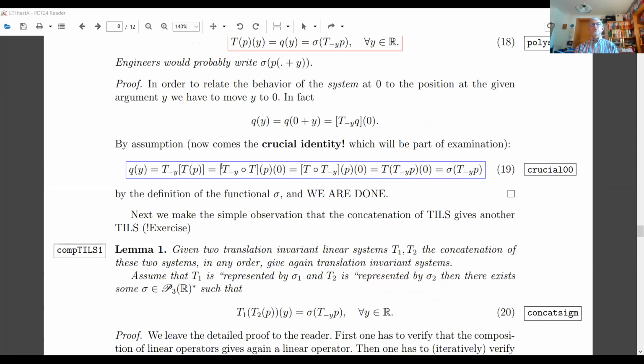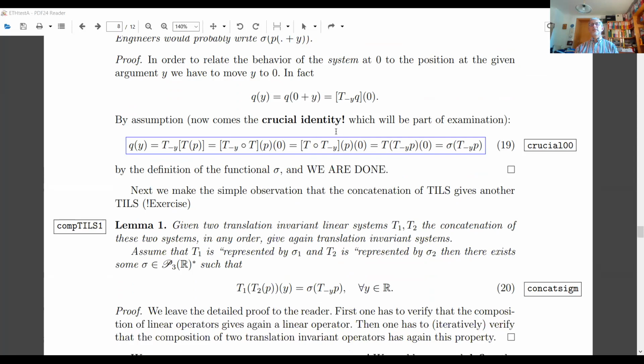Now, I would say that formula number 19 is one of the crucial things that you should be prepared to reproduce for the course. But it's not much more than applying the assumption in a smart way and getting familiar with the notations. So if I'm asking you, what is the value of Q at Y? I see there is a small typo. Then you should write Y as 0 minus Y. That's why we have the minus here.